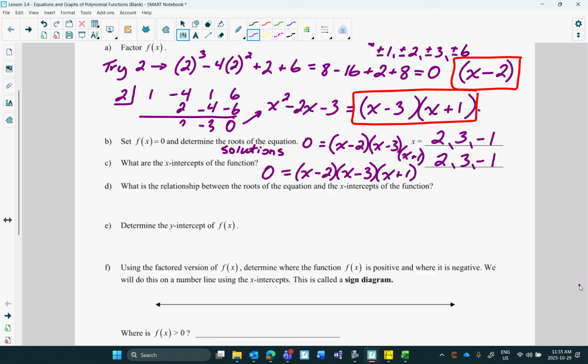And you've already seen this word a couple of times. You should know what it means when you are asked about zeros. Zeros are the same thing as x-intercepts, the exact same thing. So if you are asked to find the zeros of a function, that's the same as the x-intercepts. So what's the relationship between solving it like an equation and finding the x-intercepts? It's the same.